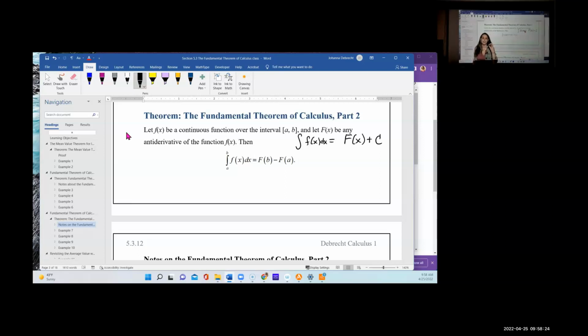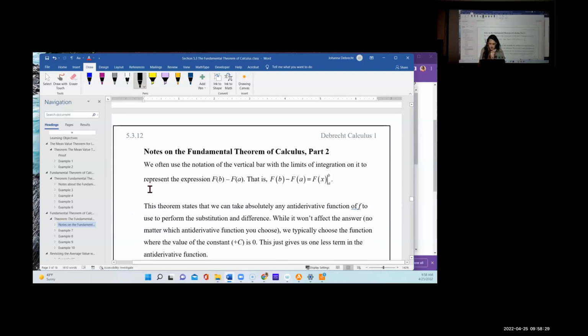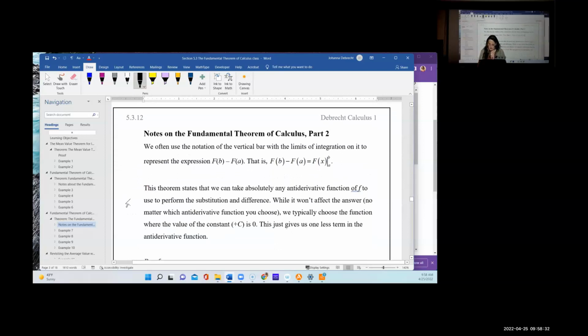It gives us one less term to worry about. So our typical habit will be to choose that particular one. Now, sometimes we use the notation that you see right here, with the vertical bar and a to b, to represent plugging in the values of the limits of integration, so that f of b minus f of a is equal to f of x between a and b. And that means substitute in those values, upper minus lower, right?